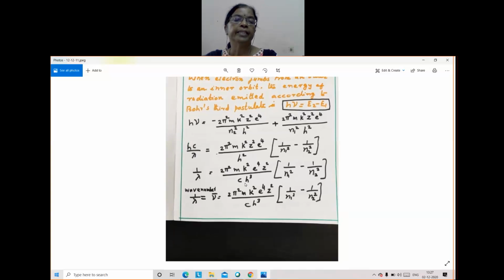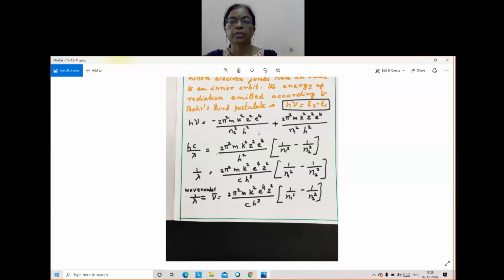Then this ch is taken to the denominator because we have to find the wavelength. So ch is taken to the denominator of the right side. So what we get? 2 pi square m k square e raised to 4 z square by ch cube into 1 by n1 square minus 1 by n2 square. That is 1 by lambda. It is also known as wave number. So that is 2 pi square m k square z square e raised to 4 by ch cube into 1 by n1 square minus 1 by n2 square.